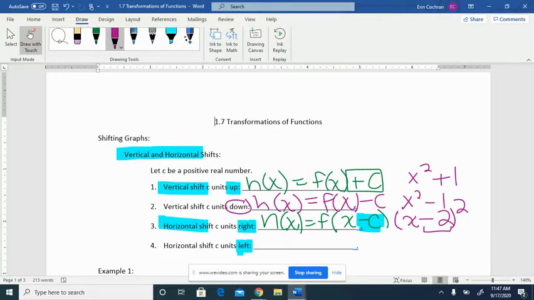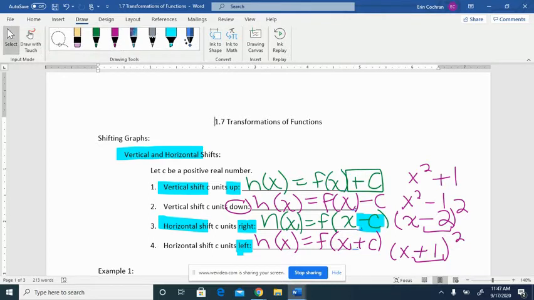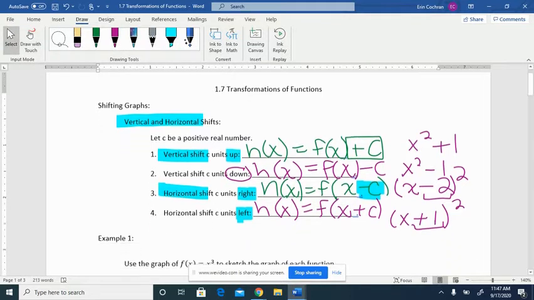Now, if we're shifting it left, instead of minus c, it is actually going to be plus c. So we'd have something like (x plus 1) squared. This means it would go left 1 unit. So now my vertex would be (-1, 0). All right, let's look at an example of this.